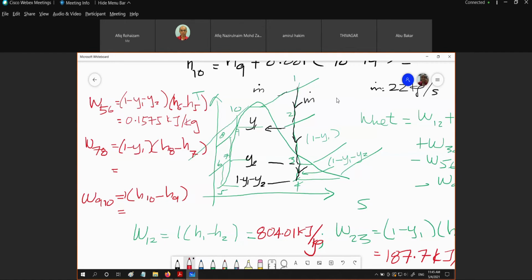Doctor, I got 0.3698. Okay, and the last one. I got 9.42 kilojoule per kg, sir. Which one? The W910. Okay, what is that? 9.42 kilojoule per kg. Give me another 2 because this one is small, so we take all decimal points. 0, 0.